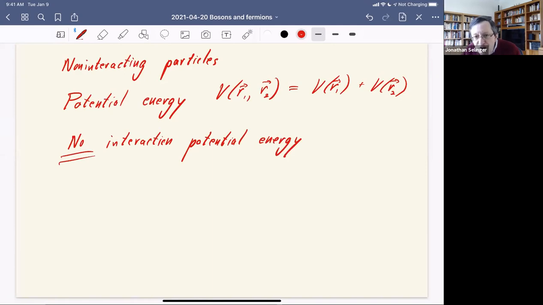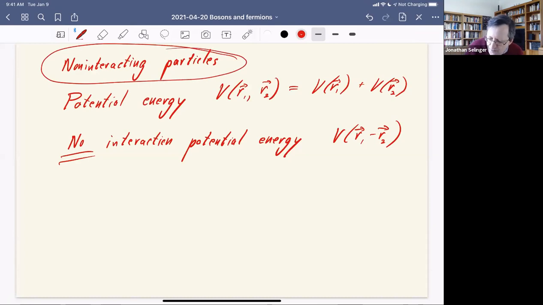You remember, this is the simple case, where we could calculate some things exactly, as opposed to the complicated case where the potential energy looks like a V of R1 minus R2. That would be a complicated thing where we probably can't calculate anything exactly. All of this stuff happens without an interaction potential energy. This is what people refer to as non-interacting particles.